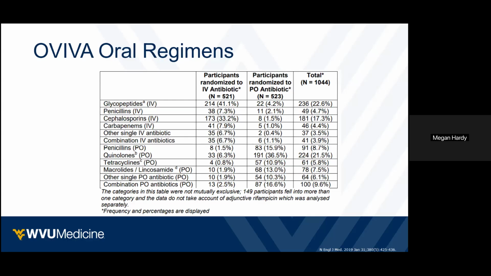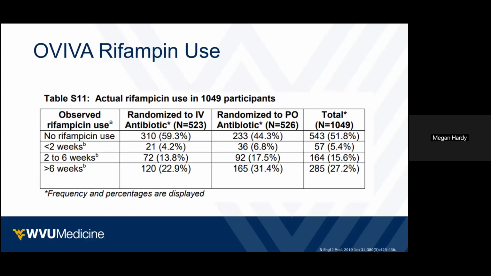And then the second most common was ciprofloxacin plus doxycycline, with 17 participants. This also does not account for the adjunct rifampin, which was analyzed separately, so we'll look at that next. This table from OVIVA will highlight the actual rifampin use in these patients. You can see the majority of them in the IV and the PO arm did not utilize rifampin, and those that did utilize rifampin utilized it for greater than 6 weeks.